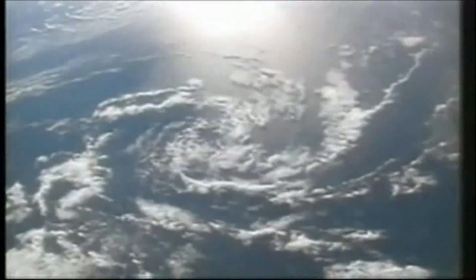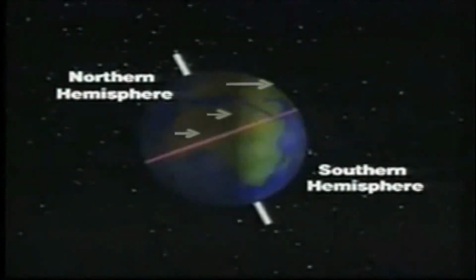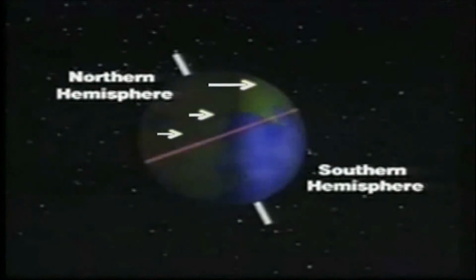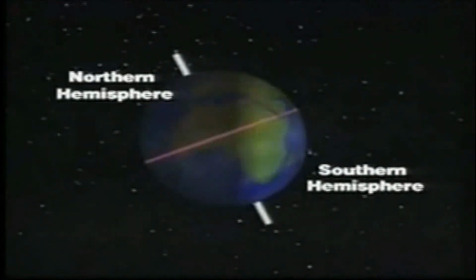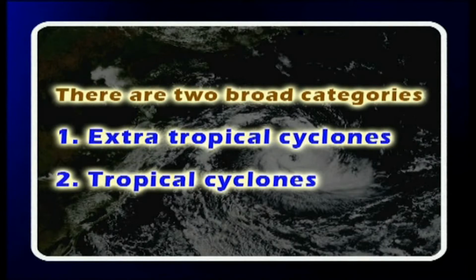The atmospheric disturbances which involve a closed circulation with a low pressure center, with winds circulating counterclockwise in the northern hemisphere and clockwise in the southern hemisphere, are called cyclones. There are two broad categories of cyclones: extratropical cyclones and tropical cyclones.